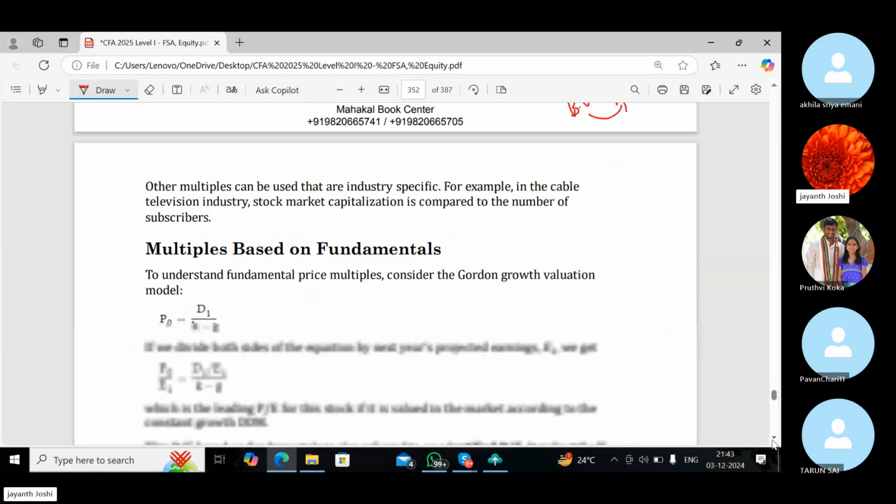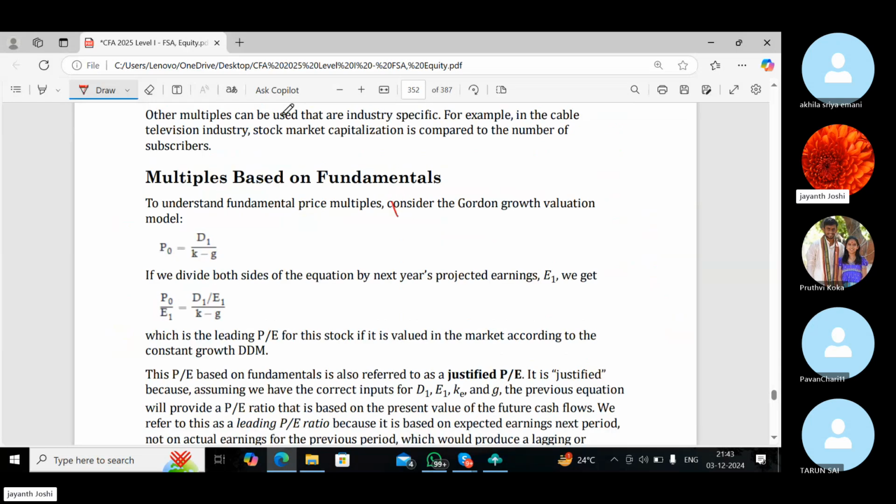Let us take some questions and solve. First, we are taking the multiple based on fundamentals. To understand fundamental price multiples, consider the Gordon's growth valuation model. This is the formula for Gordon's growth valuation model, whereby we are taking the price as the dividend divided by cost of equity minus growth factor. Now I'm going to divide both sides by earnings. If we divide both sides of the equation by next year's projected earnings, we get this.